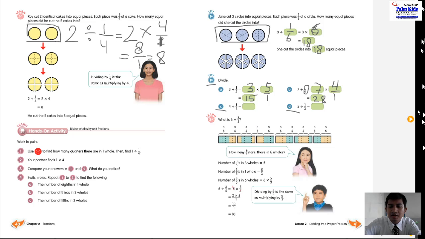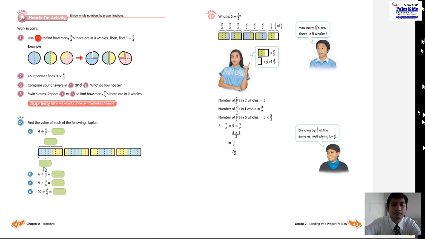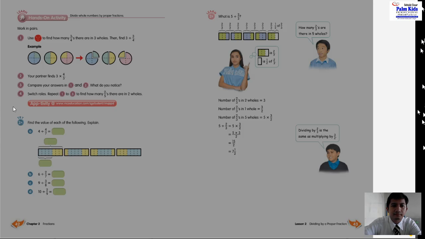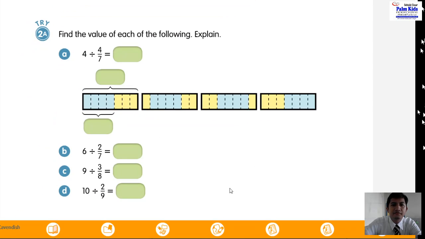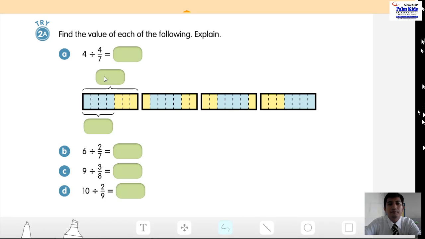That is try 2A. Find the value of each of the following. Explain. 4 divided by 4 per 7 equals 4. Remember, you don't need to change the number on the left side of the operation. Divide, you change into multiplication. And then you switch the numerator with the denominator. Okay, that is wrong. Let's just throw this away.